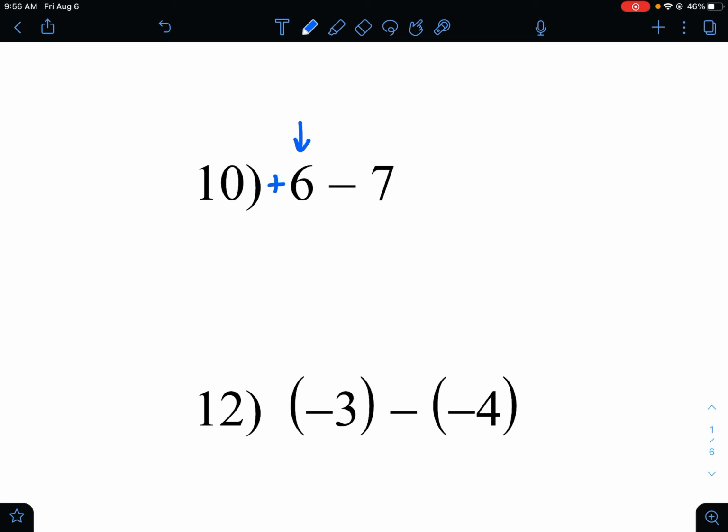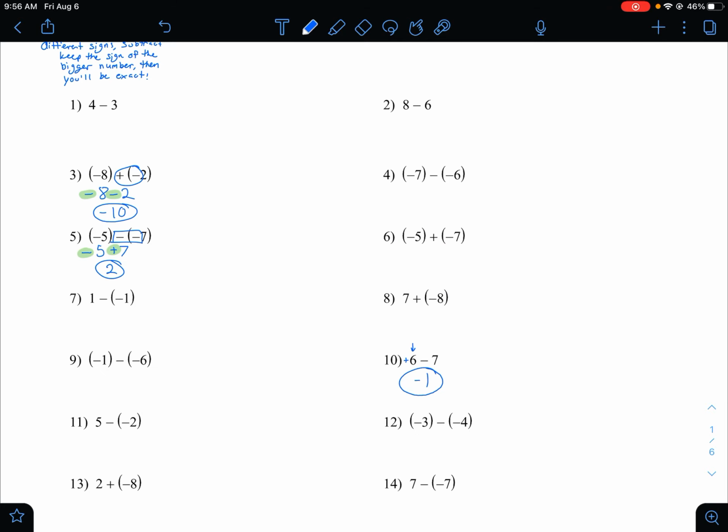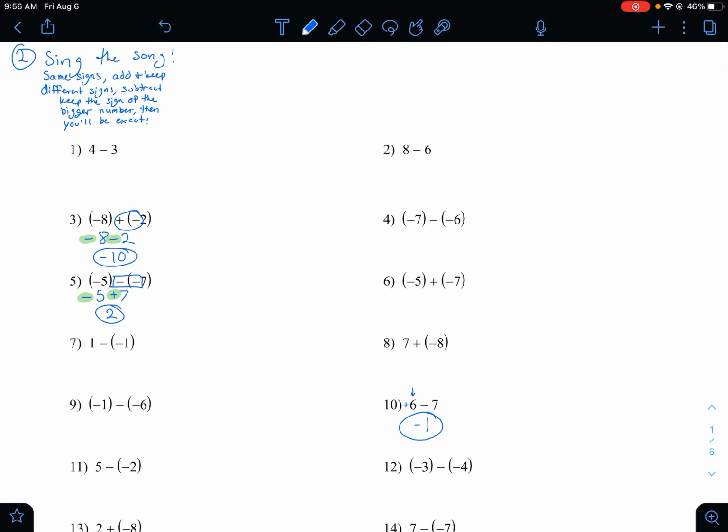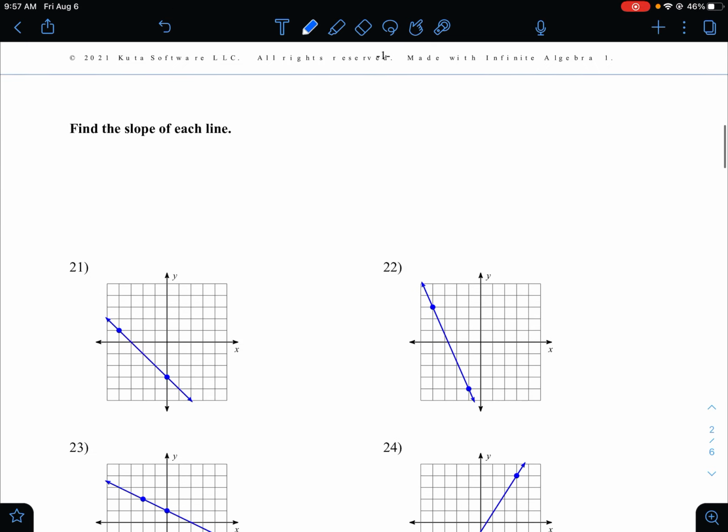So again, you just subtract, like you ignore the signs, you just do big number minus small number. So 7 minus 6 is 1. And then according to the song, you have to keep the sign of the bigger number. The sign of my bigger number is a minus, so my answer should be negative 1. Okay? So again, I want you to do all of these without a calculator. Do not use a calculator when you solve these. I want to make sure that you can do these in your head.